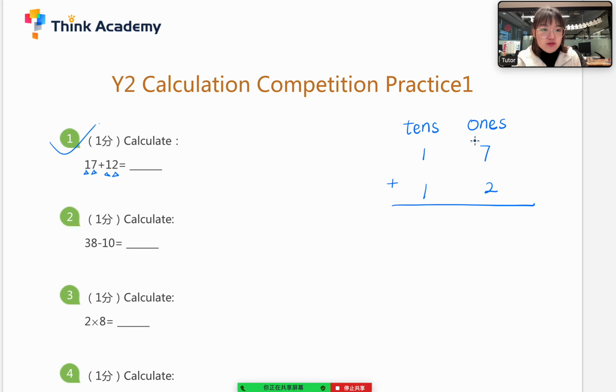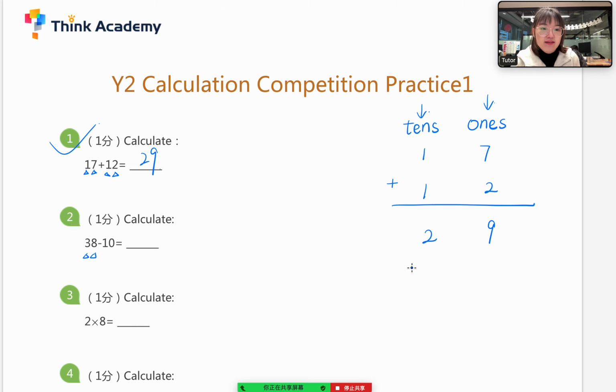And now we will start to do the calculation. We usually start from the ones column, so from right to left. For the ones column, there are 7 plus 2, which is 9. And then for the tens column, it's 1 plus 1, so we can get 2. Then we can solve it out. Okay?